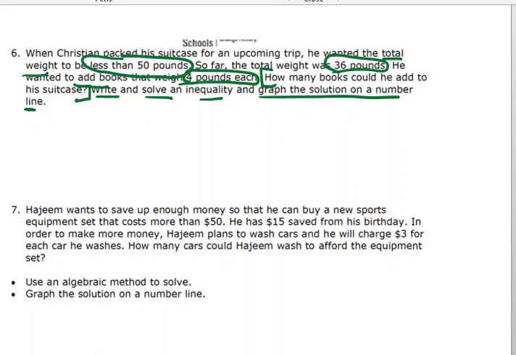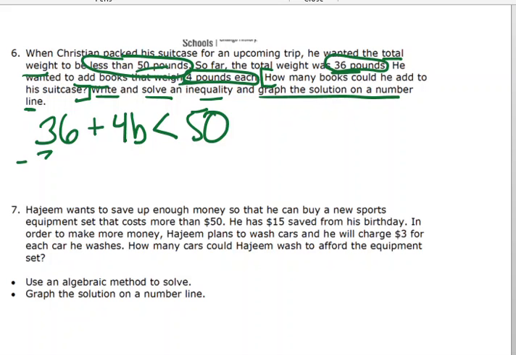Okay, so I know that my total has to be less than 50 pounds. I know that he already has 36 pounds and he wants to add these books that are 4 pounds each. Okay, so I have 36 plus 4B has to be less than 50. And what we can assume is that once he hits 50 pounds, he's charged extra. So we've got to be less than 50 pounds.